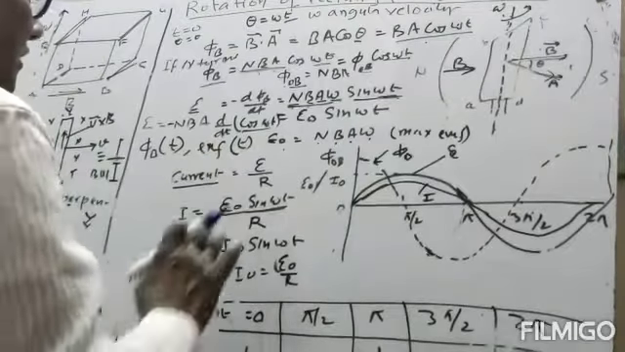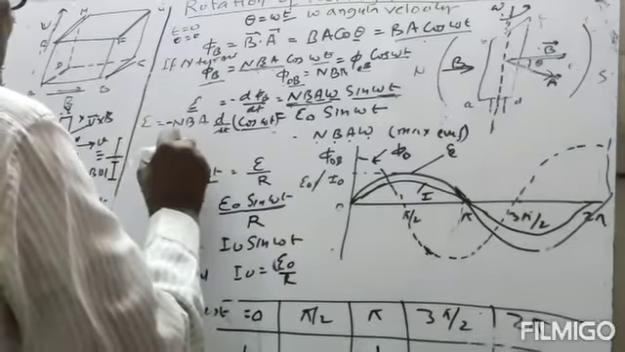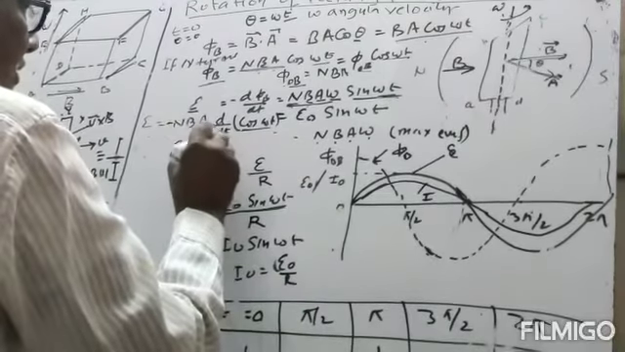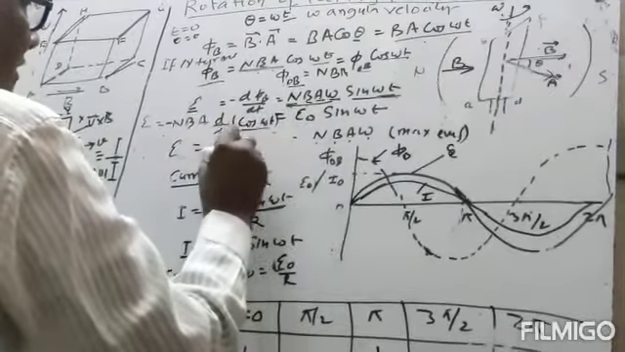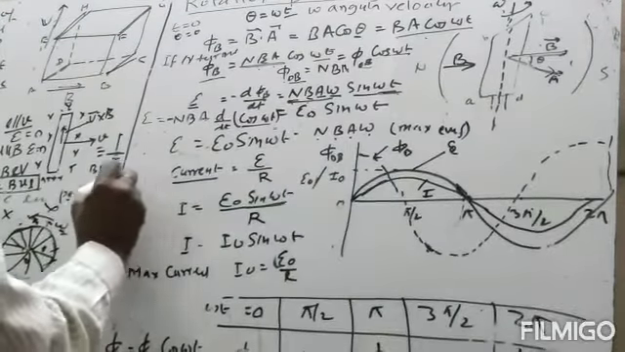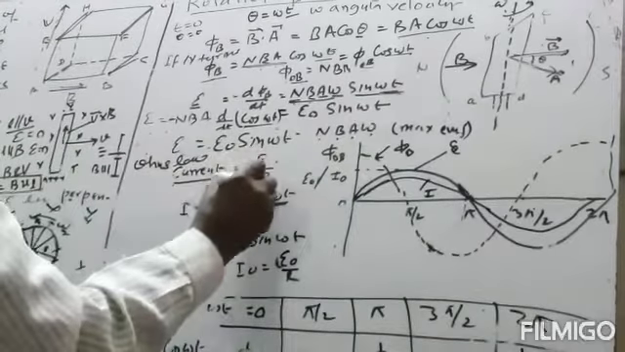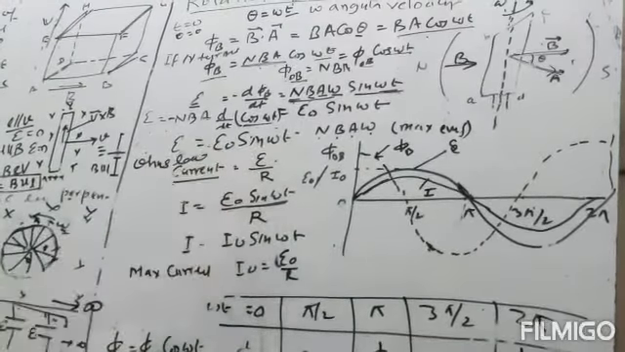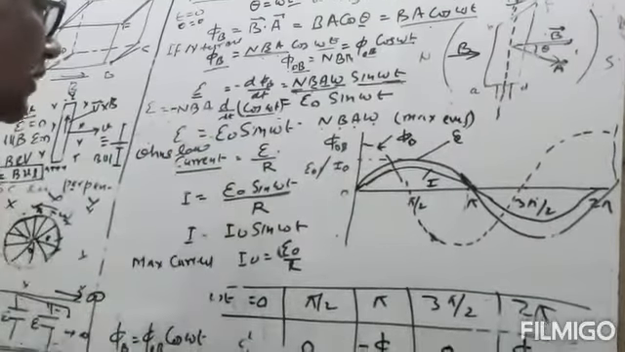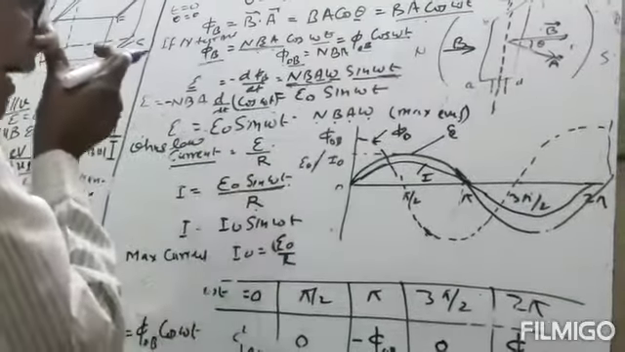So what will be the EMF? EMF will be equal to E0 sin omega t. So what will be the current? Current will be equal to, from Ohm's law, current is equal to EMF by resistance. R is the total resistance of the coil. Then the induced current will be equal to EMF by R. So I is equal to E0 sin omega t divided by R.